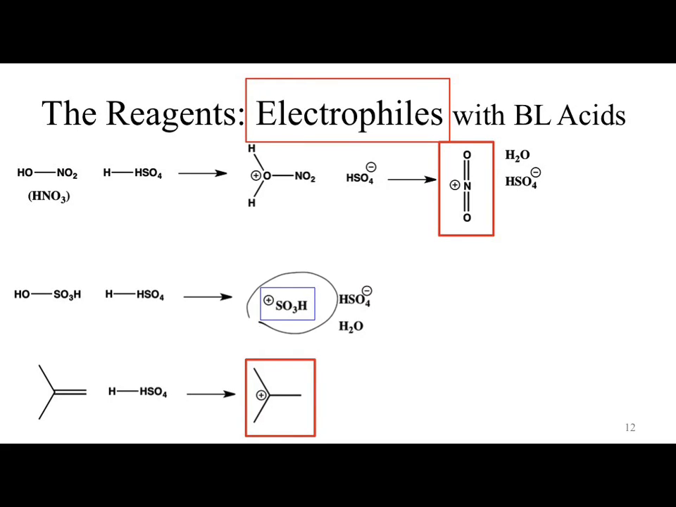You could generate the sulfate as an electrophile, and you could do what's referred to as a sulfonation by adding a sulfate to the ring. And in the last case, we can form a carbon electrophile by reacting an alkene with a strong acid. This acid is very, very special, though. What is special about this acid? If we balance the reaction, what's the other product?